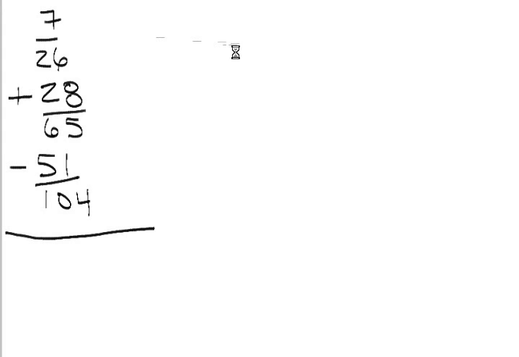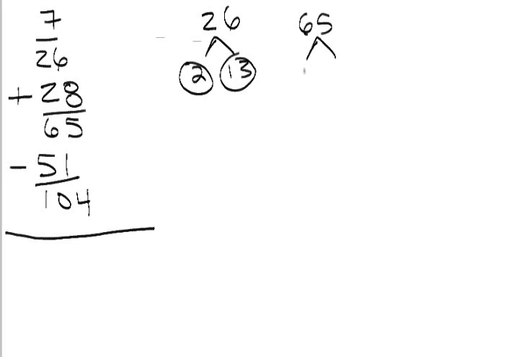Because they're so large and there are three of them, I would recommend using prime factorization to find the least common denominator. So we'll do the prime factorization of 26. That breaks down to 2 times 13. The prime factorization of 65. That breaks down to 5 times 13. Those are both prime. And the prime factorization of 104.